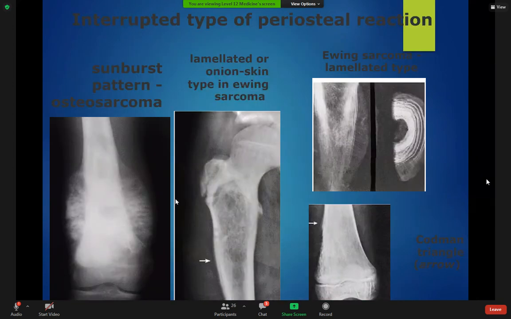As you can see here in the X-ray, the periosteal reaction here is called sun ray, like the rays of the sun. It is a periosteal reaction which is characteristic for osteosarcoma, a malignant tumor. You might have onion peel, which is characteristic for Ewing sarcoma. There is also something called Codman triangle. But what you need to know is the sun ray or sunburst periosteal reaction for osteosarcoma, or onion peel or onion skin for Ewing sarcoma.